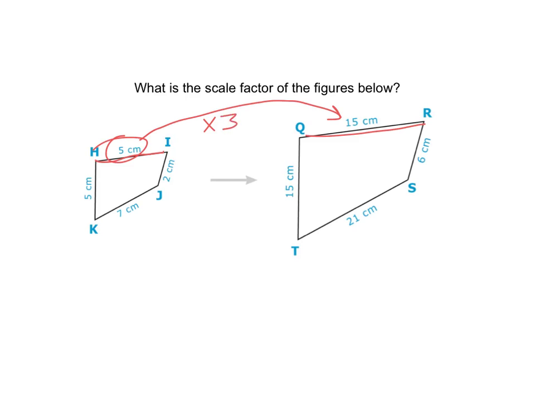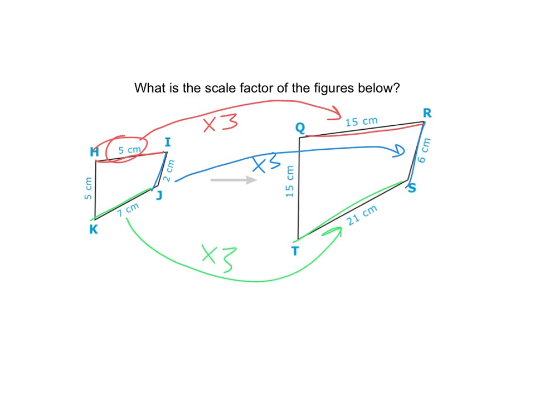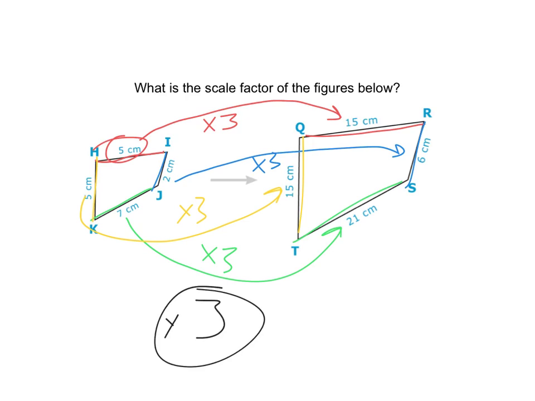And I have to make sure that's true for all of them. So if I went from 2 to 6, I better make sure that 2 times 3 is 6, and it is. Same thing to go from 7 to 21. 7 times 3 does give me 21. And for the last side, I've got 5 and 15 again. 5 times 3 would give me 15. So my scale factor here is 3. So I'm going to multiply everything by 3 to get from the smaller to the larger.